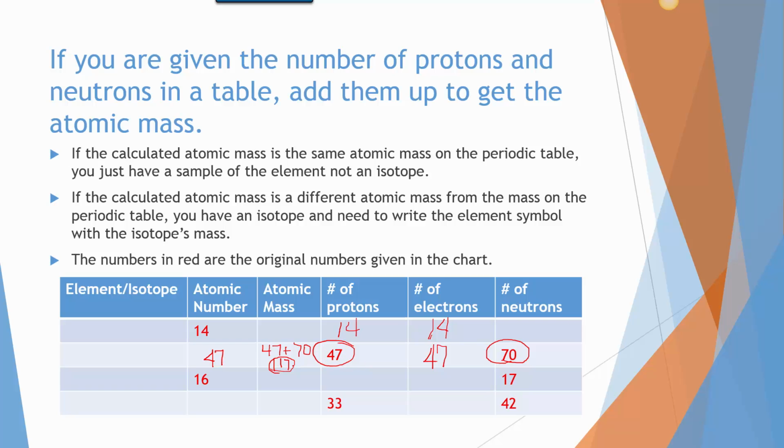And then what you would want to do is compare this number to the atomic mass on the periodic table. If that's the same, when you write the element symbol down, you would look up the mass of element 47 on the periodic table, and if you have 117 for the atomic mass, then that's just the average mass. So it's just an element. If it's different, then you've got an isotope and you would have to record that mass.